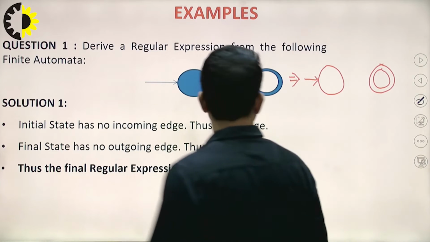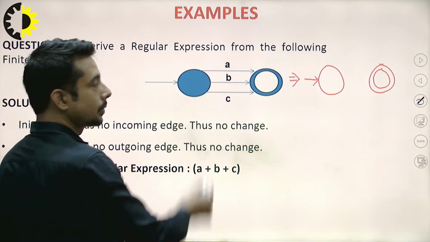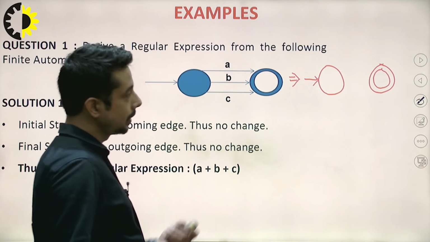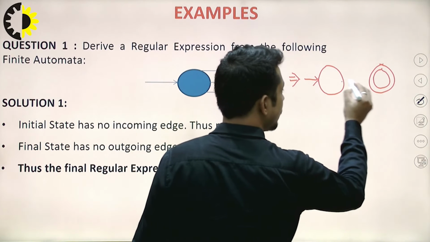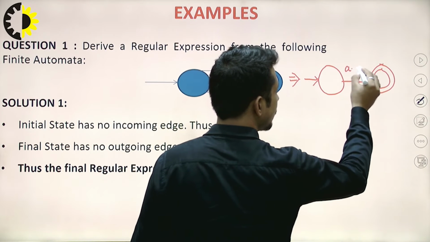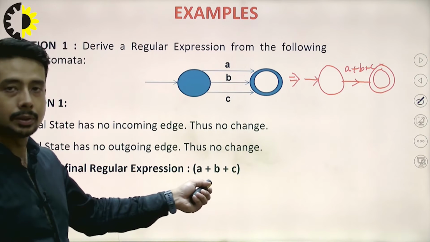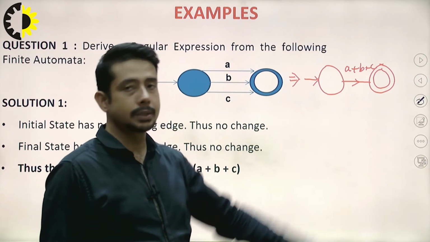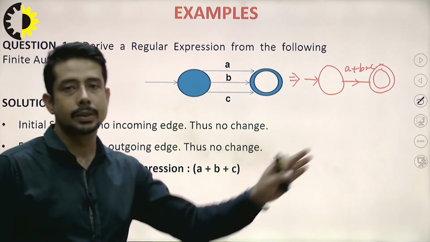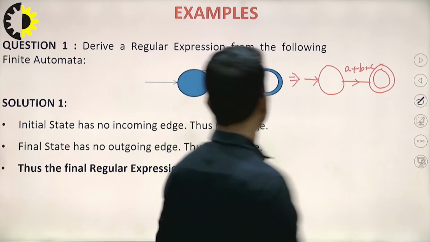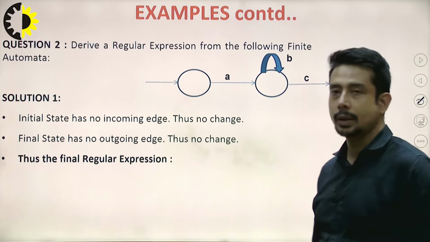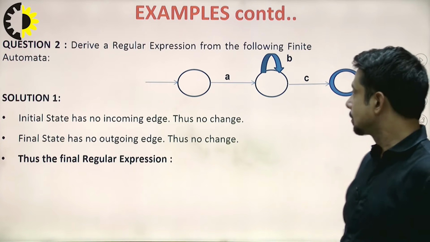If you look into this, these 3 input transitions are going in the same direction. We have already done this. That means we can make it a single one and write it as A plus B plus C. Or you can write A comma B comma C, which is nothing but A plus B plus C only. So, this is how you can convert a given finite automata into a regular expression. Let's look into the next question.